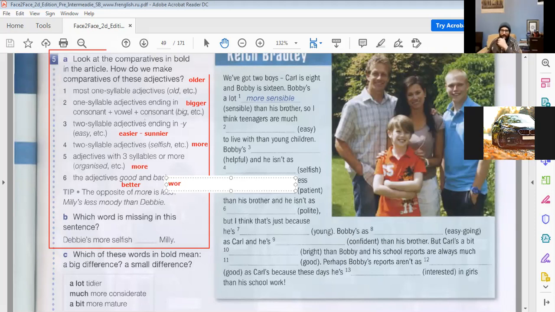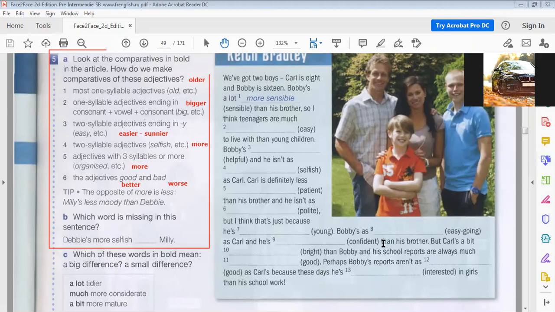Water. Like that. Worse. Worse. Yeah. Worse. So the opposite of better is worse, right? So she's doing worse than her sister. So actually Millie is doing worse than Debbie.